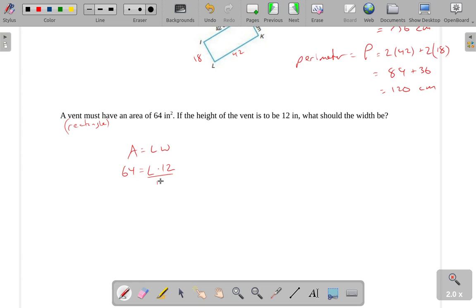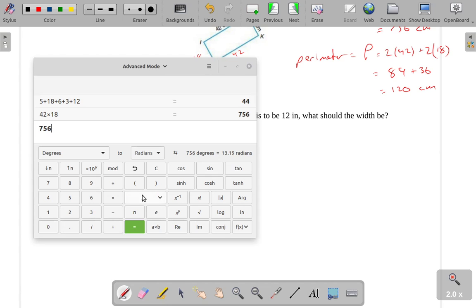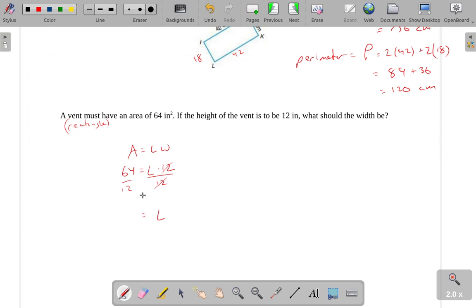To solve this, we'd want to divide both sides by 12. On this side of the equation, we just get the L left over. On the other side of the equation, 64 divided by 12 is 5.3 repeating. So 5 1/3 inches. This doesn't have any mention of rounding or anything like that, so I'm not going to worry about significant digits. I'm just going to leave it as 5.3 repeating.